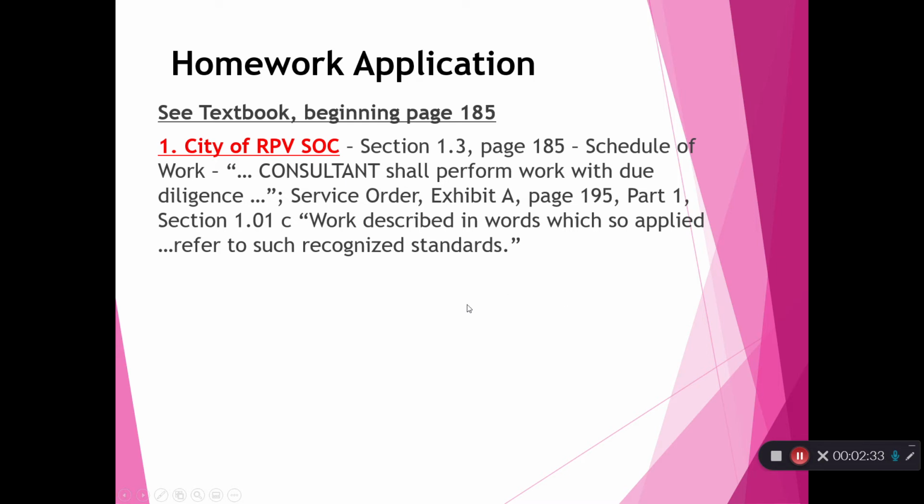The way you'd want to answer it is very short, brief, to the point. Include your reference. Where do you find it? In this case, it's page 185, section 1.3. The schedule of work or our standard of care can be extrapolated from this. Remember what we've said in the past: standard of care is not a section in the agreement. You've got to read for what the inference is. But let's read it together.